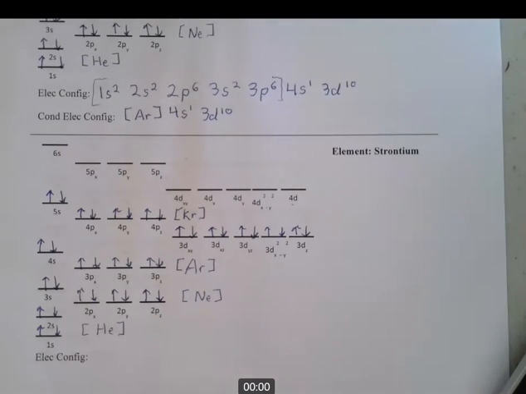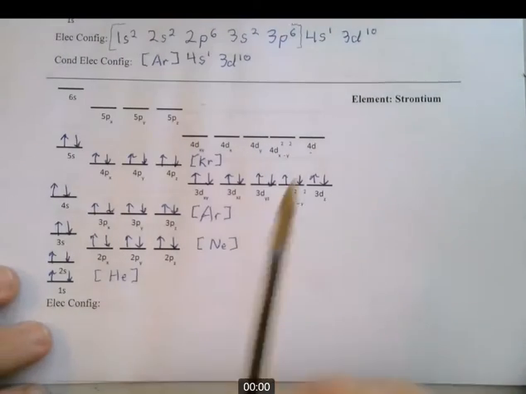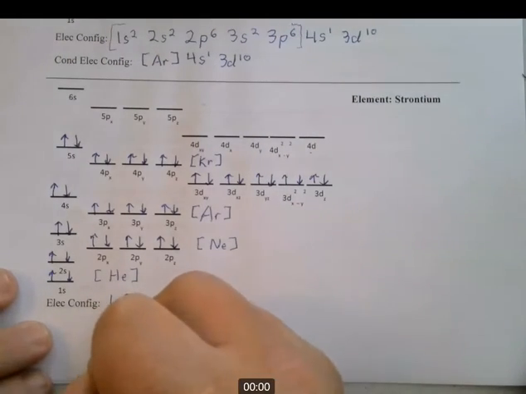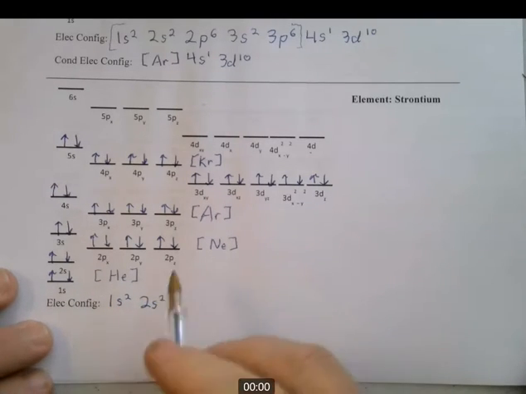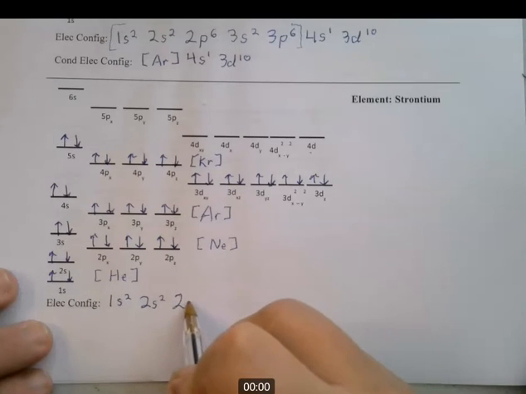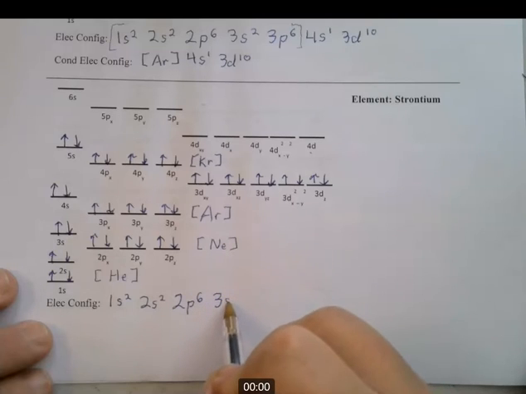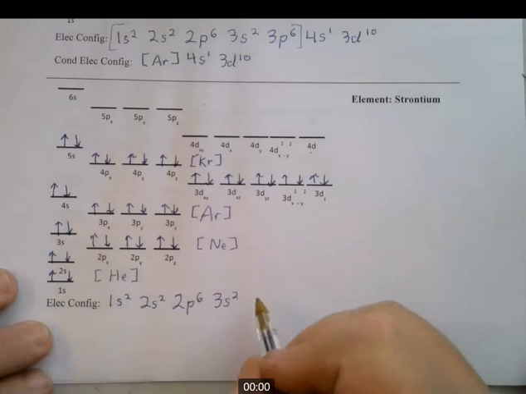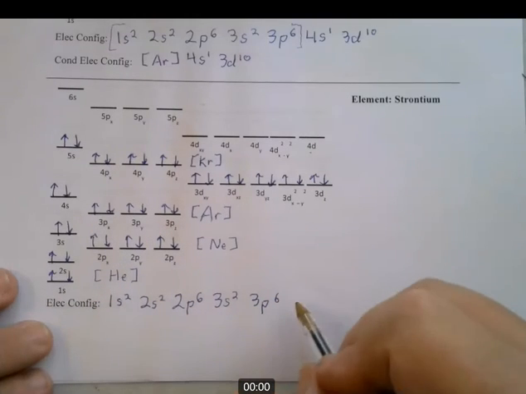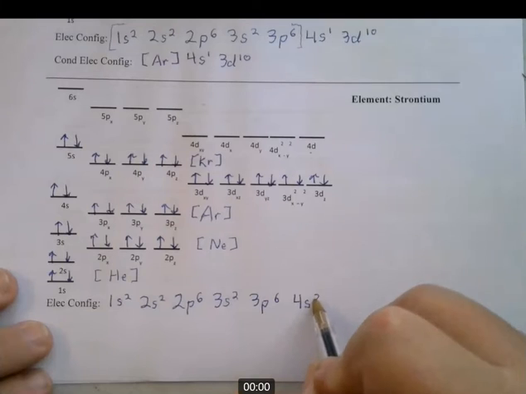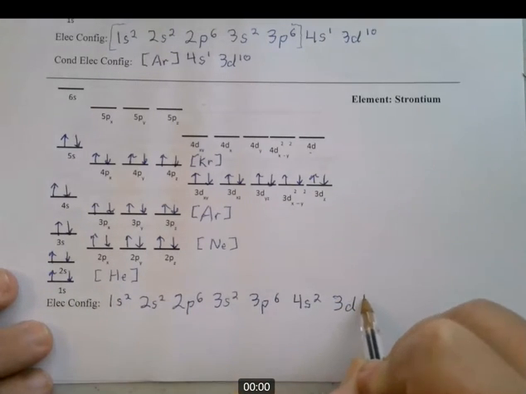Now let's write this whole big long mess out, and then we'll do it in condensed form, and it'll make life a lot easier. So the electron configuration is 1s2. You fill the first 1s orbital. Now you go to 2s2. Now you fill up all the p orbitals, so that's 2p6. Now you go up to 3s2. Now you go to 3p6. And now you go to 4s2. And now you've got to go to 3d10.